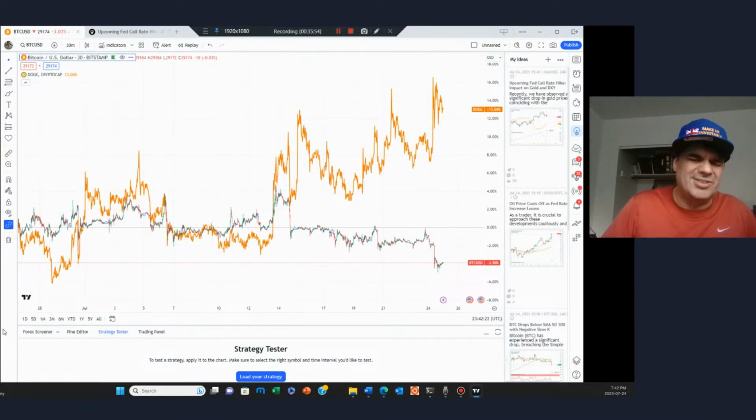So as I said, I think people need to consider Doge as a long-term play along with XRP versus, as you can see here, the performance of Bitcoin. Okay, so that's just how I'm looking at it.